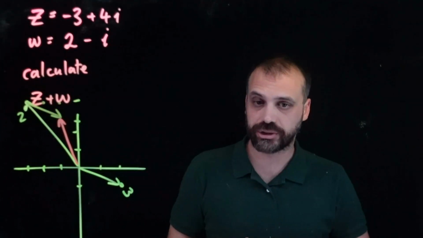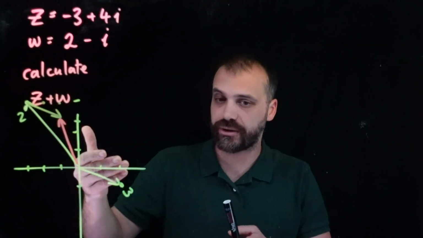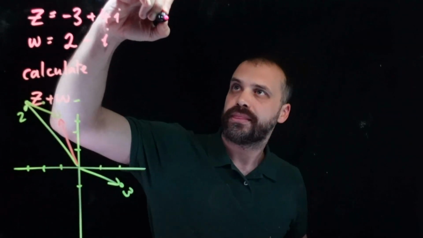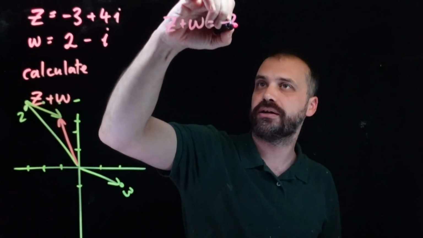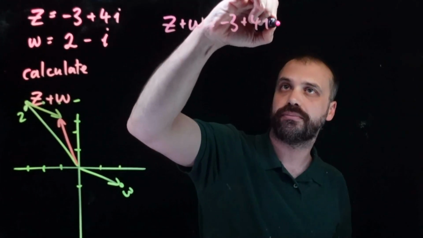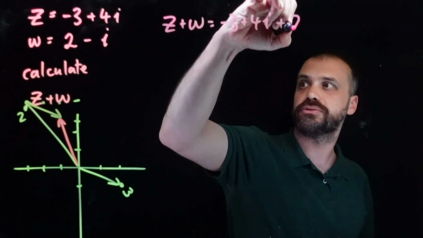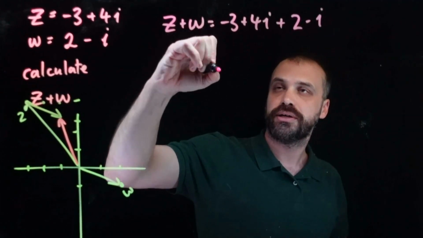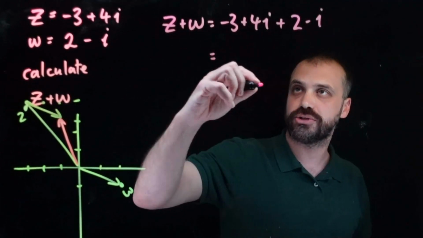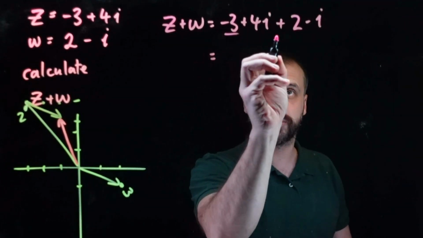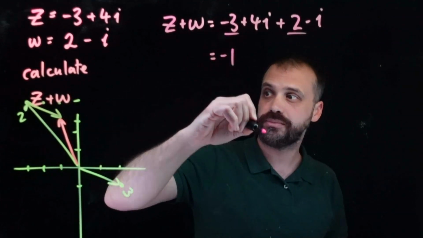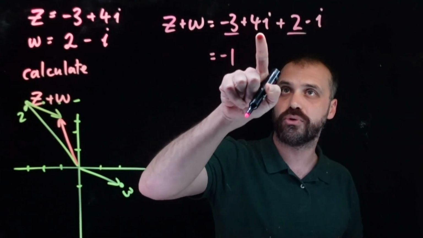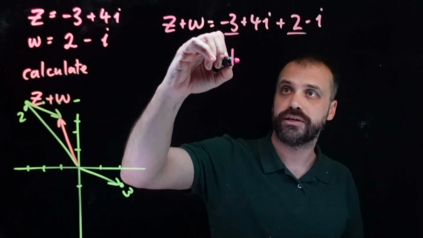Okay, let's do it algebraically and see if that arrow makes sense. z plus w equals z, negative 3 plus 4i, plus w, 2 minus i. So I'm doing the real components now. Negative 3 plus 2 is negative 1. 4i minus i is 3i.